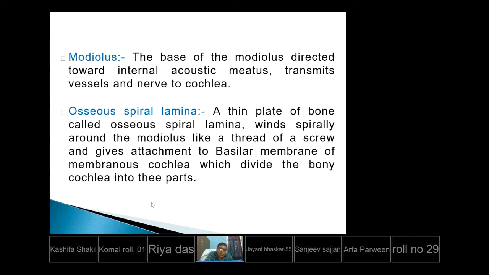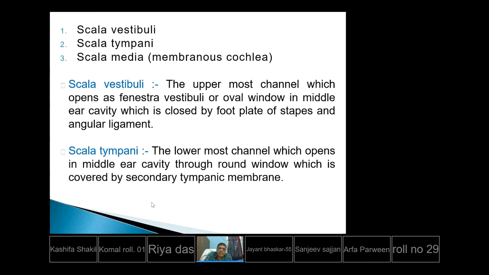Now, about the osseous spiral lamina, we have already discussed. It is a thin plate of bone called the osseous spiral lamina, which winds spirally around the modiolus like the thread of a screw and gives attachment to the basilar membrane of the membranous cochlea. We'll discuss that later on. It divides the bony cochlea into three parts, and all these three parts, scala vestibuli, scala tympani, and scala media, we have already discussed. I think it's enough.